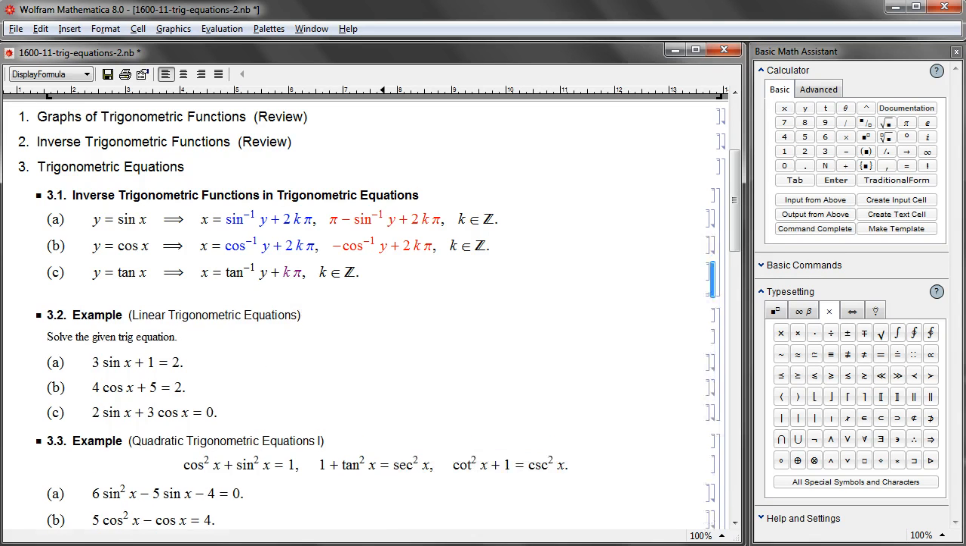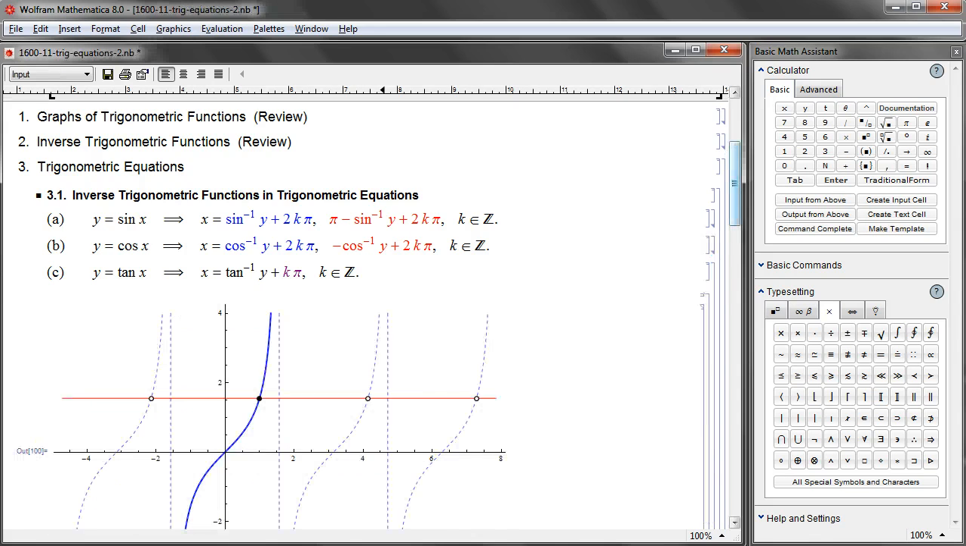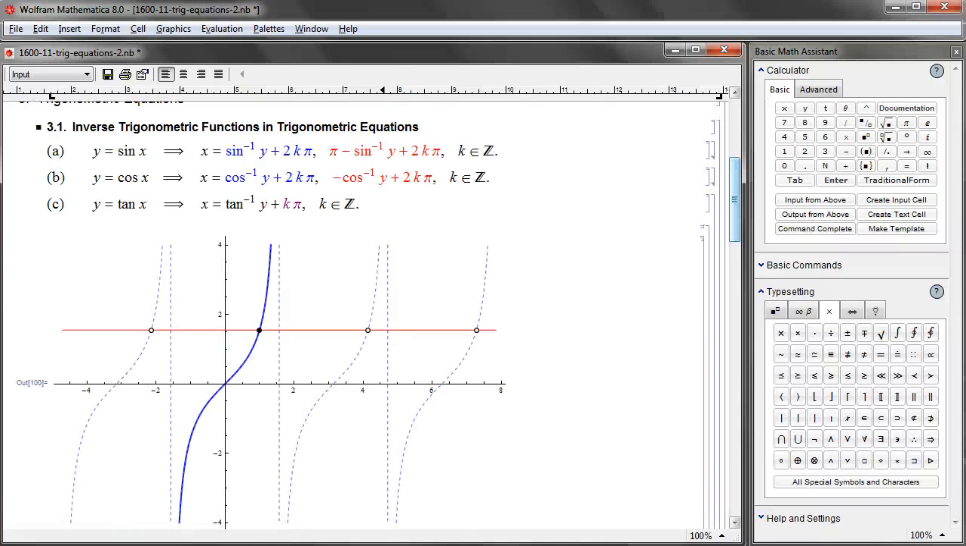Now if you have the tangent function, that's a little bit different because the period of tangent is just pi, not 2 pi. So you don't really need a pair. You just need one solution from arctangent and then add arbitrary k pi. Not 2k pi, just k pi.